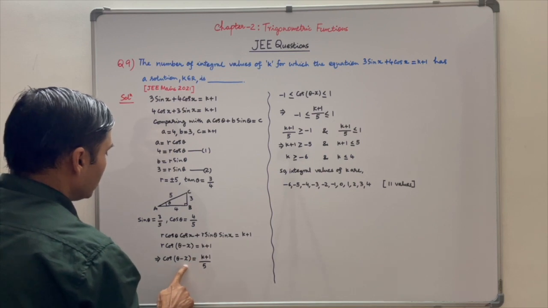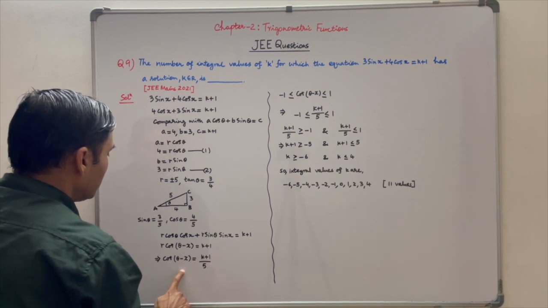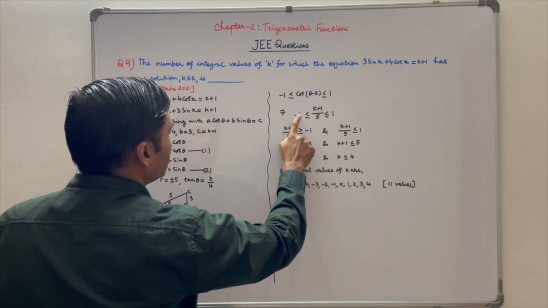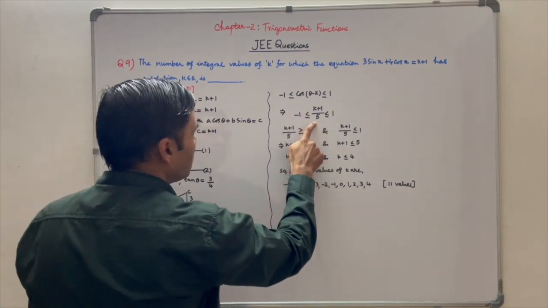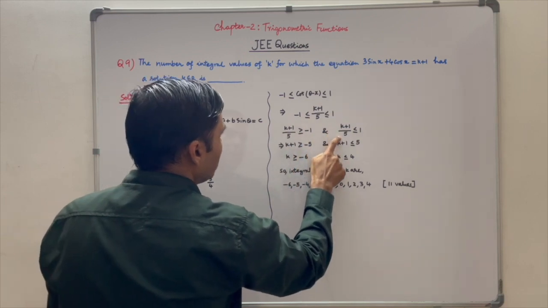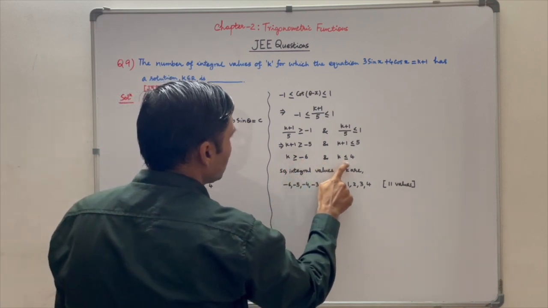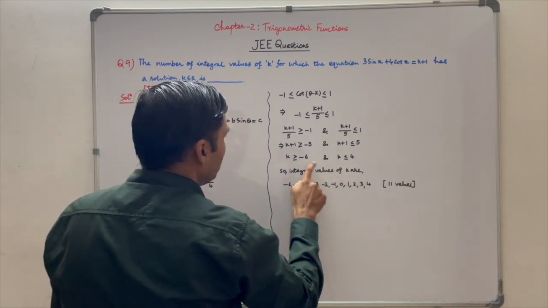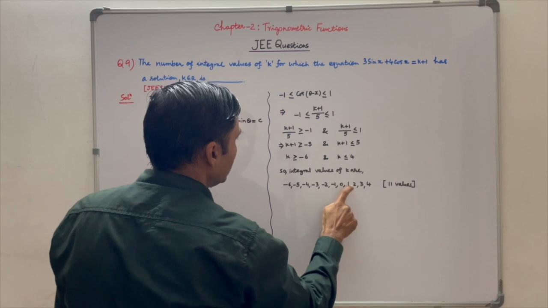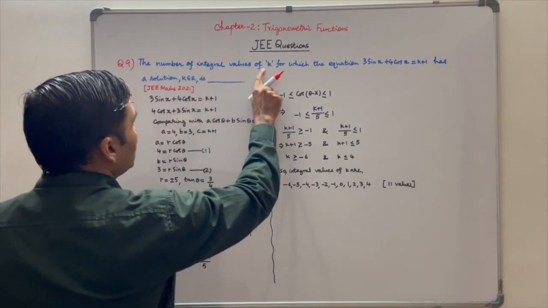Now let's say theta - x is alpha. So cos alpha = (k + 1)/5. We know that cos alpha lies between -1 and +1. So (k + 1)/5 will also lie between -1 and +1. Now we can solve this inequality: (k + 1)/5 ≥ -1 and (k + 1)/5 ≤ 1. So k ≥ -6 and k ≤ 4. So integral values of k will be -6, -5, -4, -3, -2, -1, 0, 1, 2, 3 and 4. So total 11 values. So the answer is the number of integral values of k will be 11.